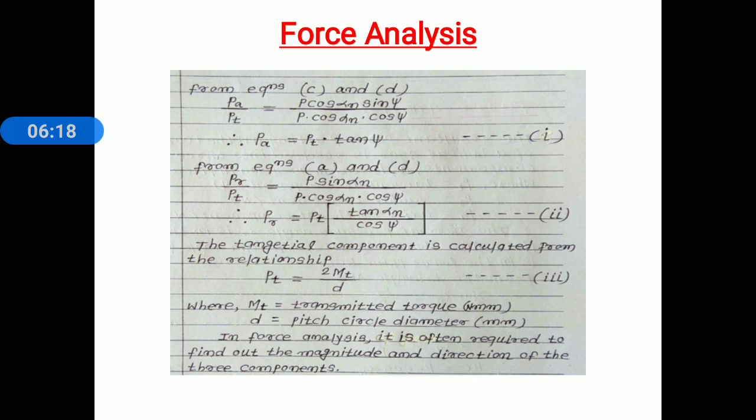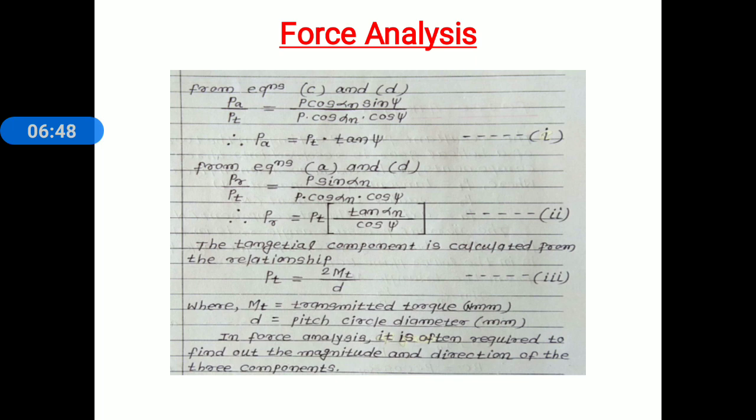The tangential component is calculated from the relation that we already discussed in spur gear. From the definition of torque, that is tangential force into the radius, the tangential force is 2 times torque divided by pitch circle diameter. Therefore PT is equal to 2 Mt divided by d. Mt is the torque transmitted by the gears, in Newton millimeter, and d is the pitch circle diameter.